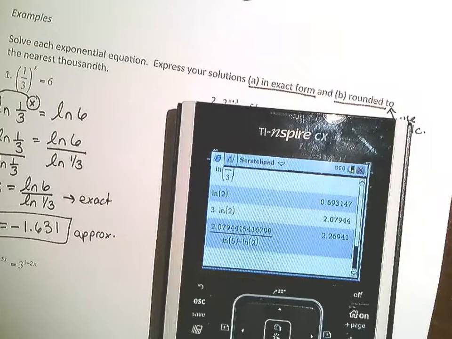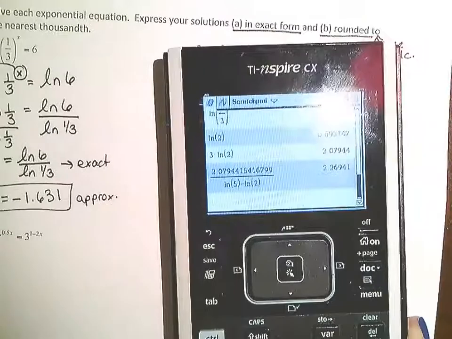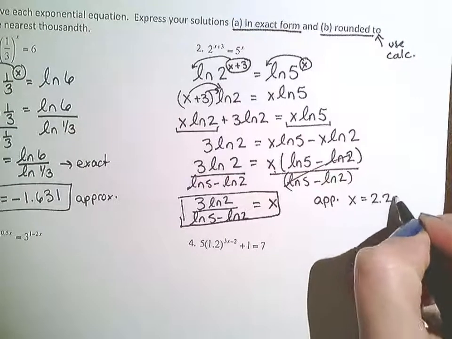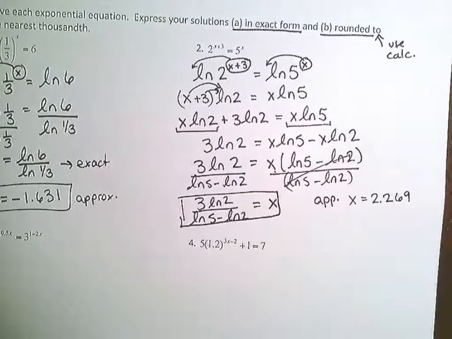So my exact answer is 2.26941. I need to round that to the nearest thousandths. So it's 2.269. So x is 2.269. There's my approximate.